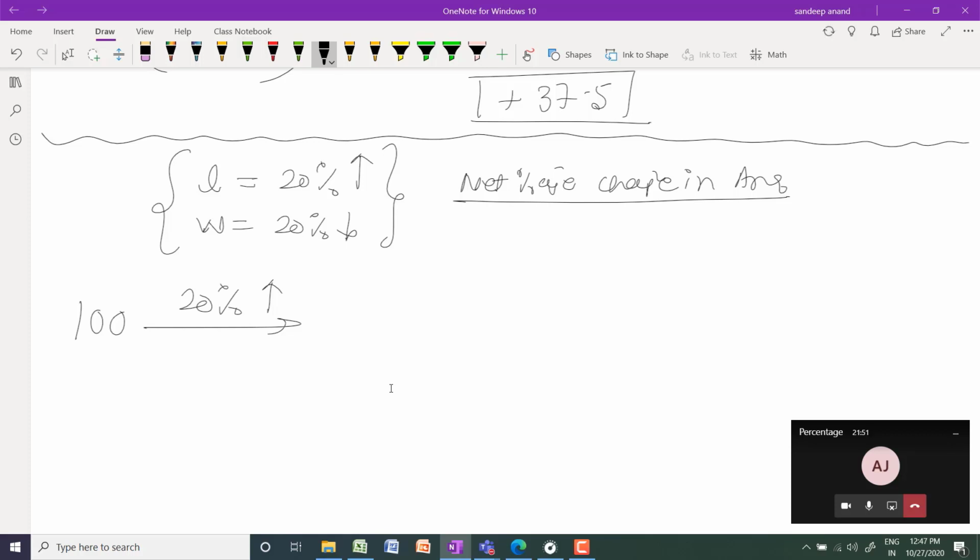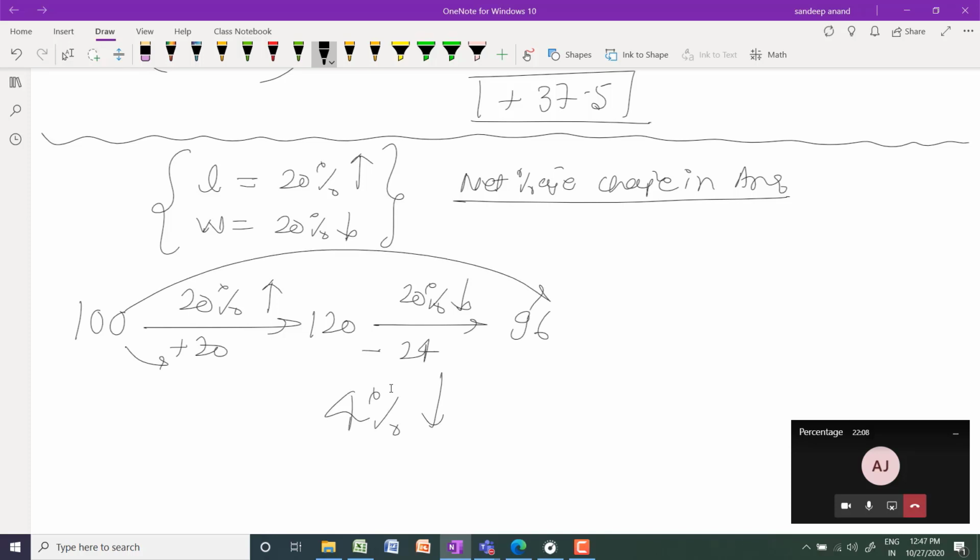So a 20% increase means 20. You need to add this. You will get 120. Then 20% decreases. After that, 20% decreases. So 20% of this value is what? 24. So when you subtract this, you will get 96. That means how much value? 4% decreases.